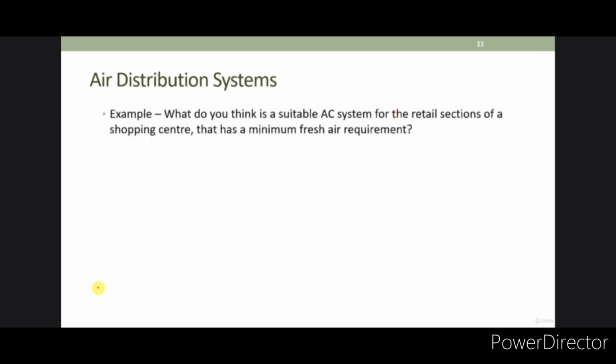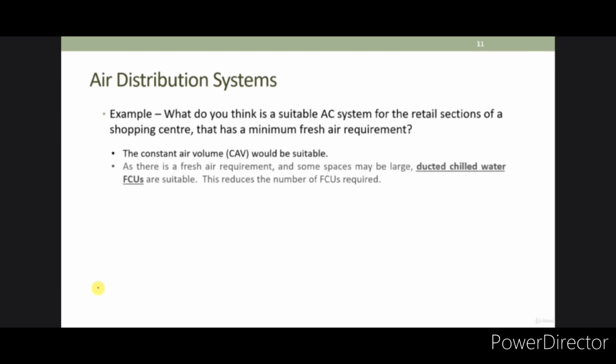So what do you think is a suitable air conditioning system for the retail sections of a shopping center that has a minimum fresh air requirement? So first, constant air volume will be quite suitable. Alright, and why is that so? Because there's a fresh air requirement and the space will be large because it's large retail sections, then you should use ducted chilled water FCU, and not direct expansion system, because direct expansion system has a limitation to the amount of area it can serve. So this will reduce the number of FCUs required. So a constant air volume and it's a fan coil unit.